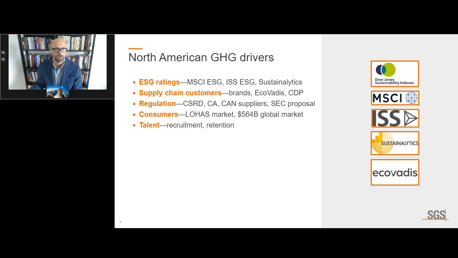As regulation comes in, third, CSRD, if you're an international company, you've got multiple airports, you might be familiar with European regulation, but Canada, California, and the SEC proposed states, they're all regulations or proposed regulations specifically and only on greenhouse gas disclosures.